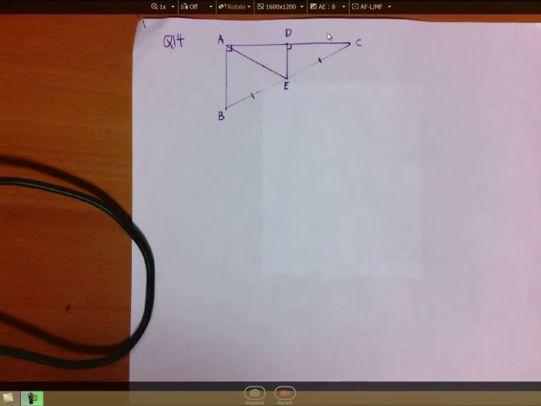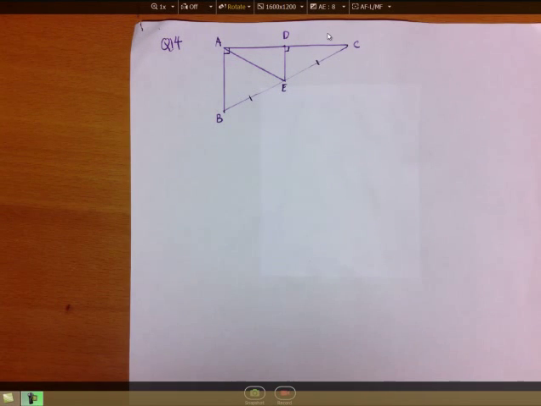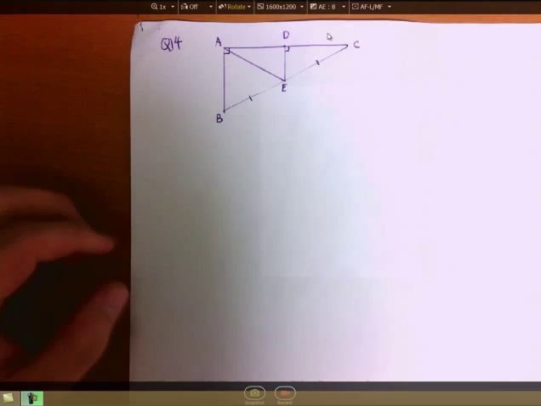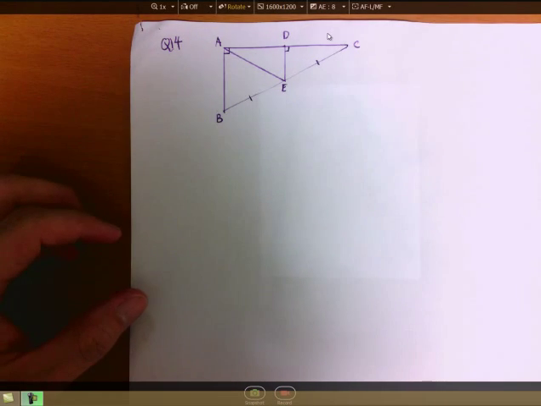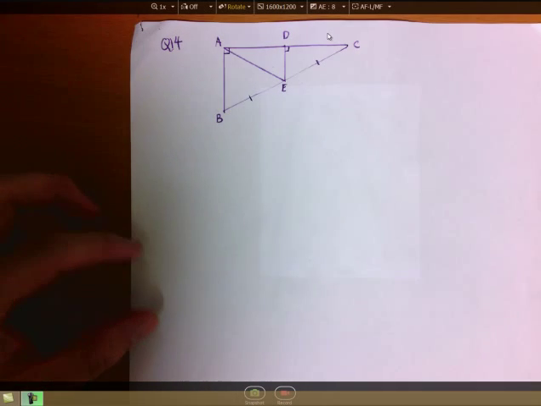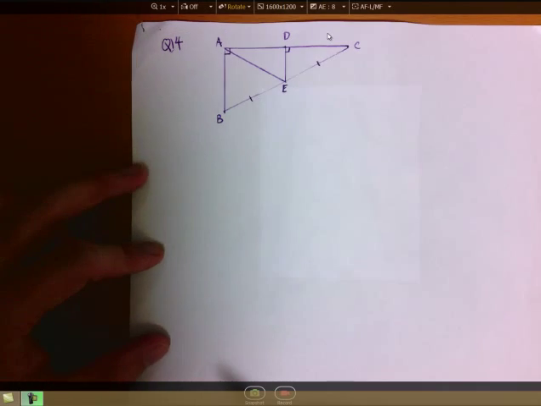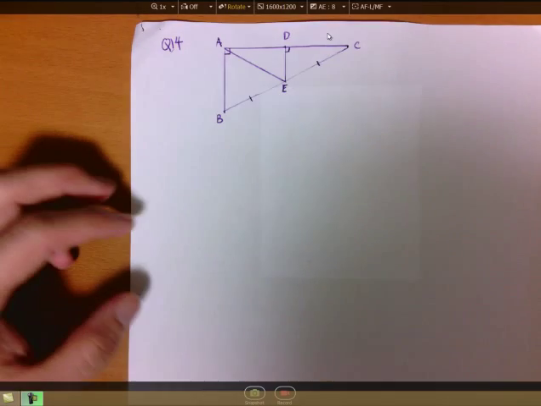Okay, this video will cover question 14 and question 17. First we have to prove that D is the midpoint of AC. This is the information they have given us already. This one you can go and read the question. So first and foremost, what I'm going to do is this.